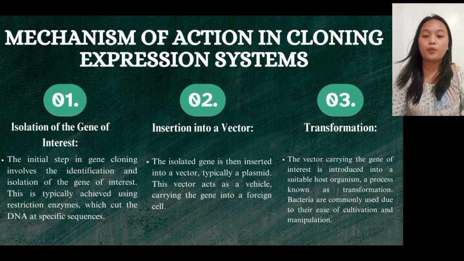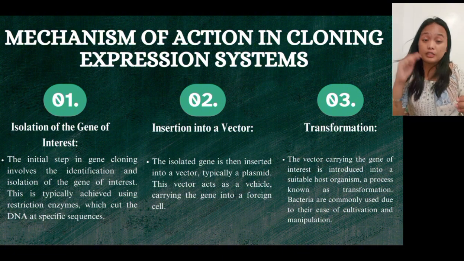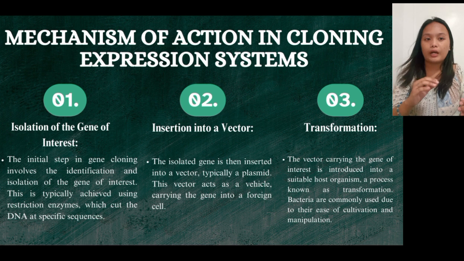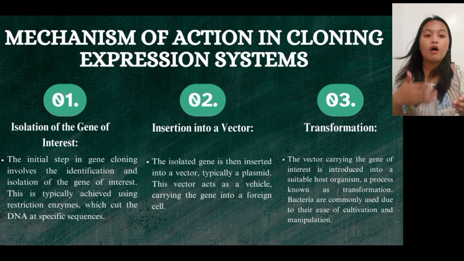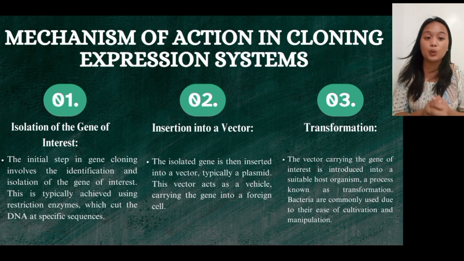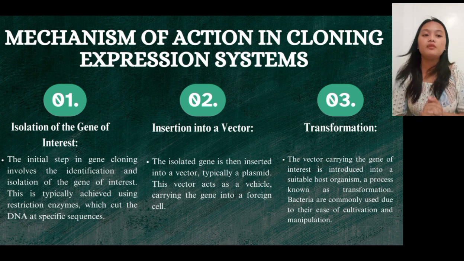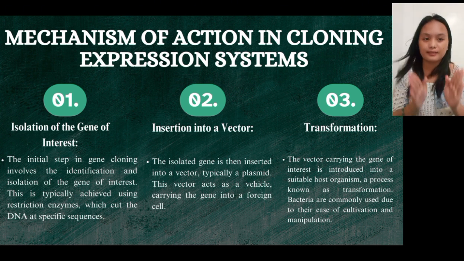Next, for step 3, we have transformation. After the gene of interest is isolated and inserted into the vector, the next step is to introduce the vector carrying the gene of interest into a suitable host organism. This process is known as transformation, in which bacteria are commonly used as the host organism because they are easy to grow and manipulate in a lab setting.